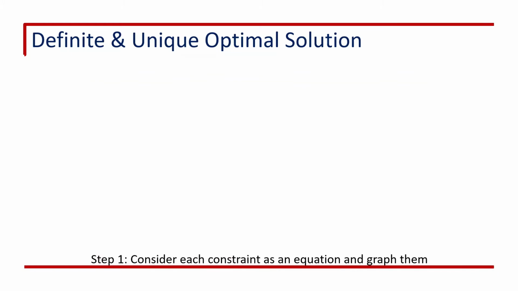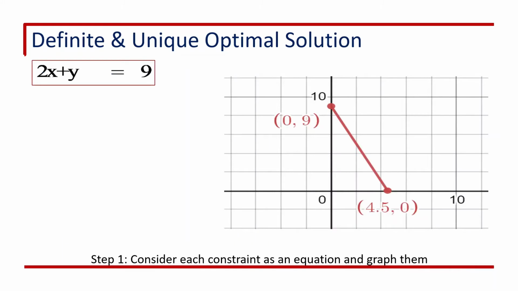Let's go step by step. Step 1 is to consider each constraint as an equation and graph them. First constraint is 2x plus y less than or equal to 9, and if we consider it as an equation, it will be 2x plus y equals 9. To draw this equation, we will need 2 points. The points can be obtained by putting any value of one variable in the equation and obtaining the other variable.